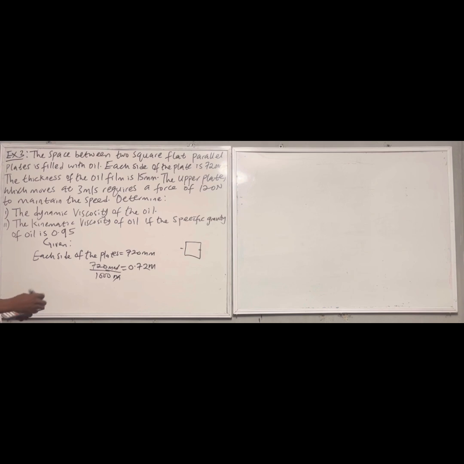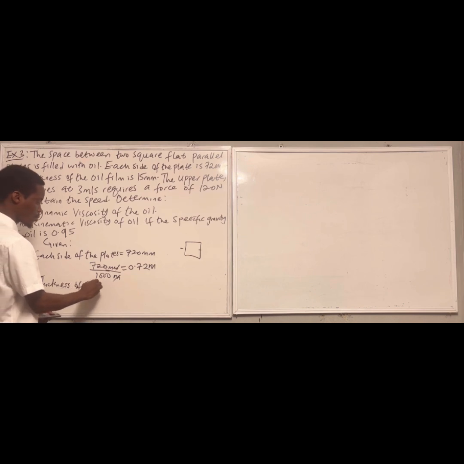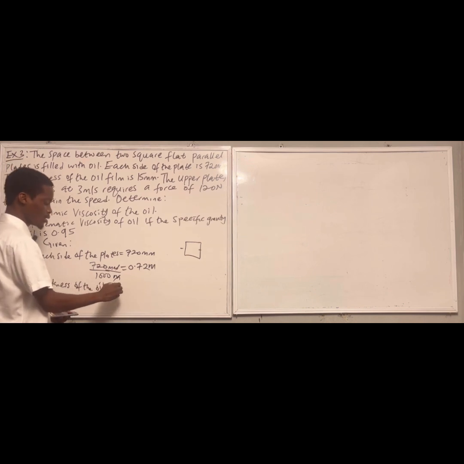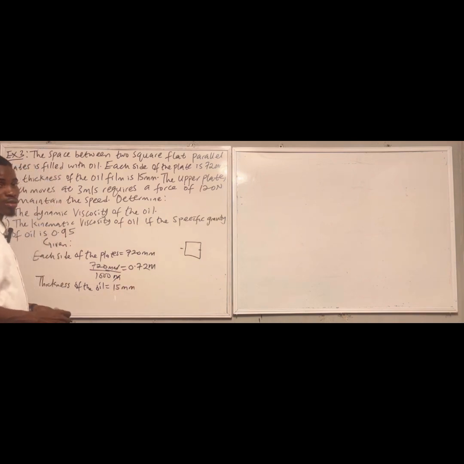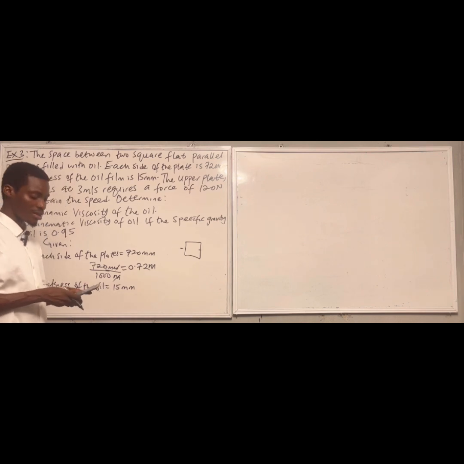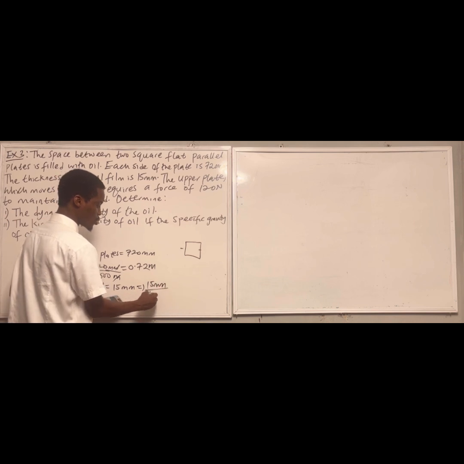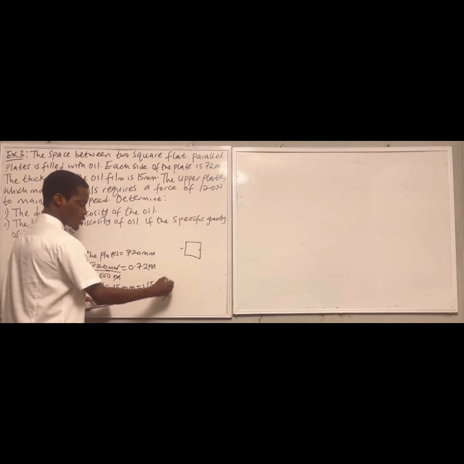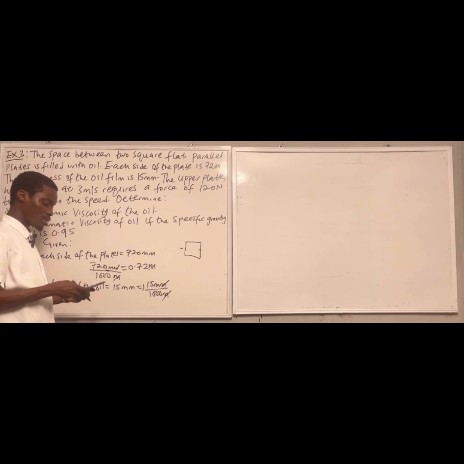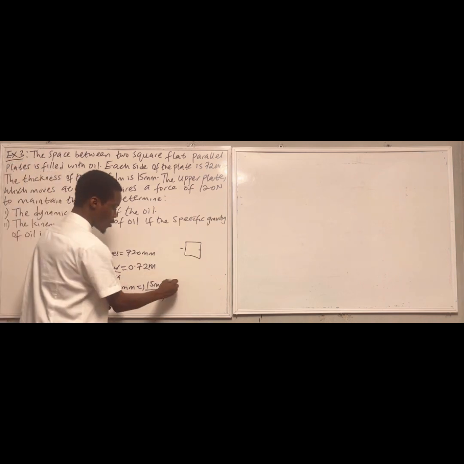The thickness of the oil film is 15 millimeter. Remember, our thickness of the oil is our dy. So we have to convert it to meter. So we are going to have 15 millimeter all over 1000 millimeter per meter. So this will cancel. We are going to have 15 divided by 1000, which is 0.015.